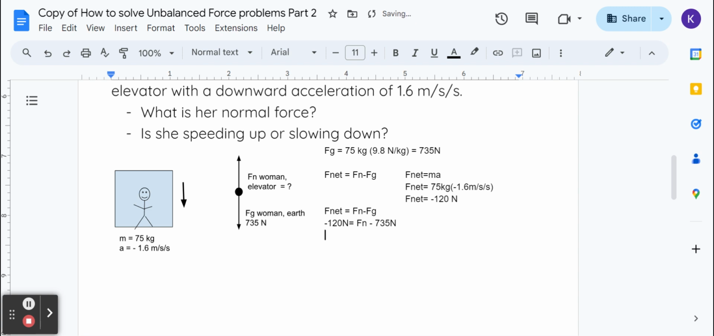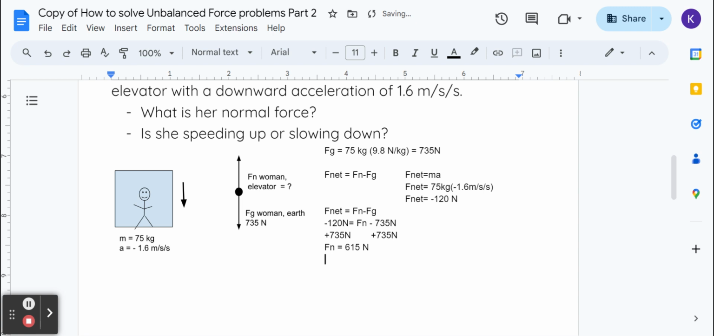To solve for Fn, I will add 735 newtons to both sides. This is not a dividing solution. This is an adding solution because the two variables were not being multiplied. They were being subtracted. So negative 120 plus 735 is 615 newtons, my final answer. Now I get a positive answer because the normal force was positive, it was up, but the normal force is less than the force of gravity. And that's why my net force was down.